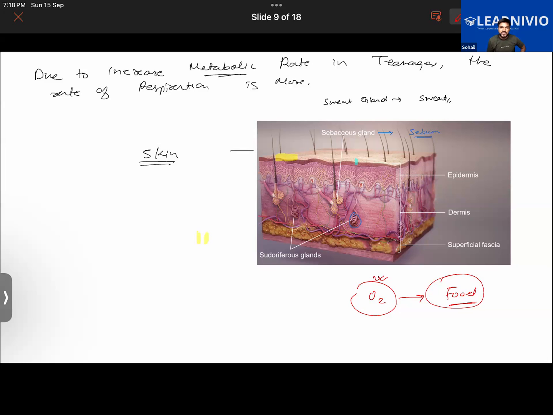Hence we feel hungry. So due to increased metabolic rate in the teenagers, like increased digestion, increased respiration right now, the respiration rate is more. And what we know in the case of respiration is that glucose is broken down in the presence of oxygen to obtain carbon dioxide plus water, and energy is given out.